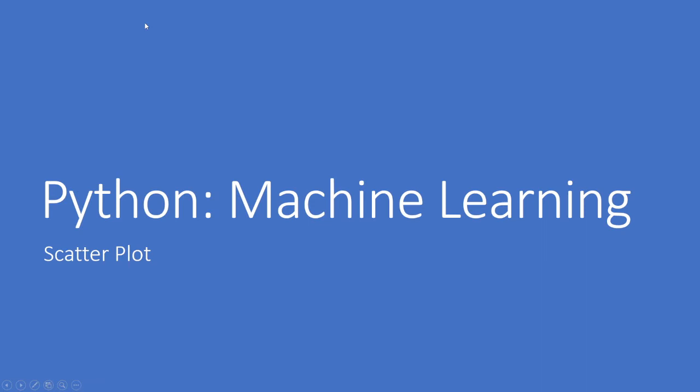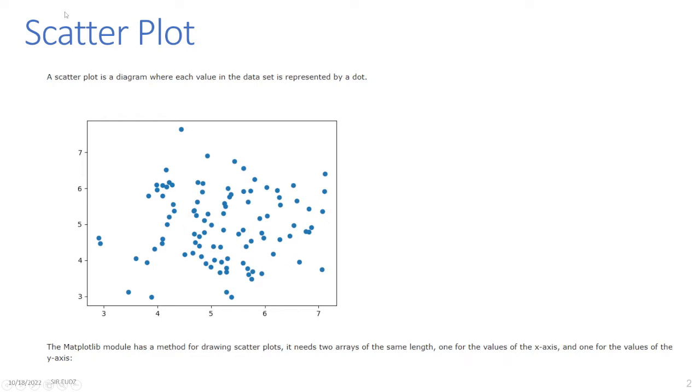Python, machine learning, and how to create a scatter plot. A scatter plot is a diagram where each value in the data set is represented by a dot. The Matplotlib module has a method for drawing scatter plots.